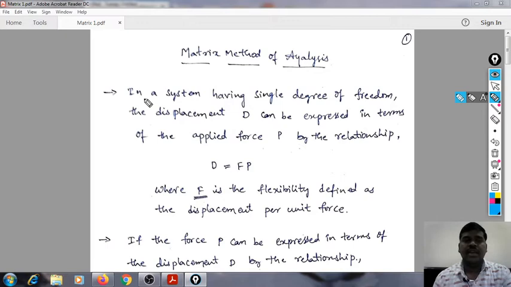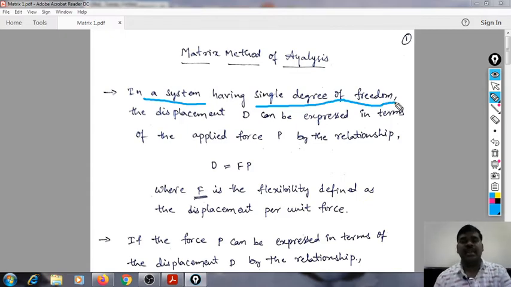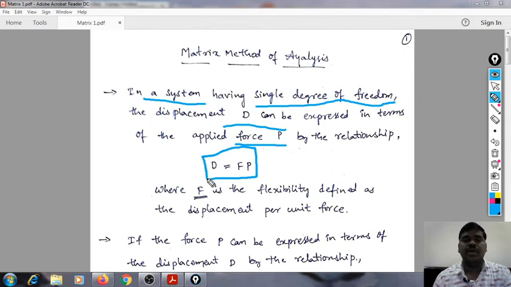generally in any system having a single degree of freedom, that means the force moves in only one direction with only one element, the displacement can be expressed in terms of applied force. This is from Newton's law, and that displacement is d equal to F into P, where F is defined as the flexibility. Flexibility is the displacement per unit force. Students have to remember this.